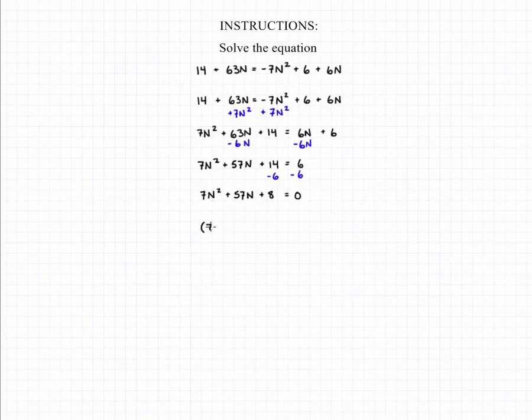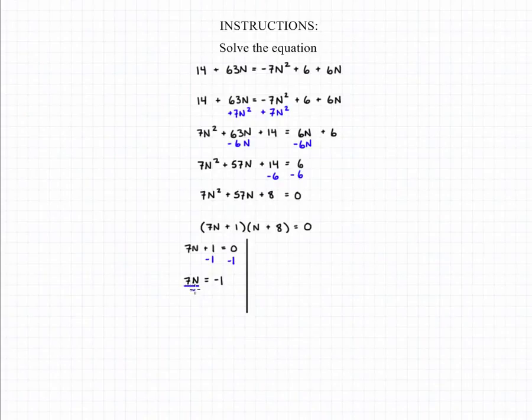From here we can factor. We're going to have 7n plus 1 times n plus 8 is equal to 0. And now we have to consider what will happen if each of these parentheses is equal to 0. So if 7n plus 1 equals 0, we need to subtract 1 from both sides of the equation. That will give us 7n equals negative 1.